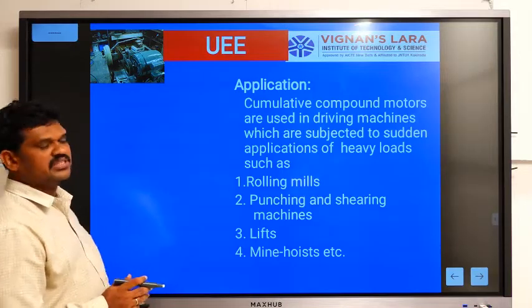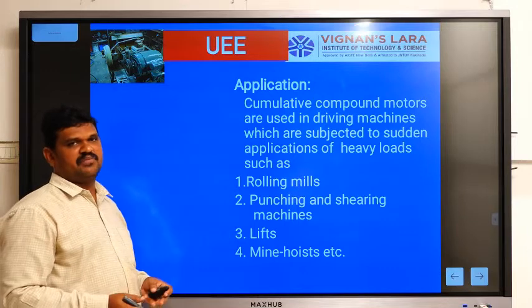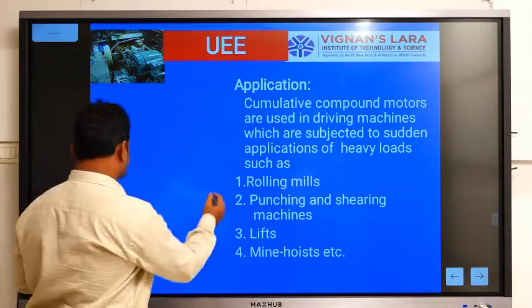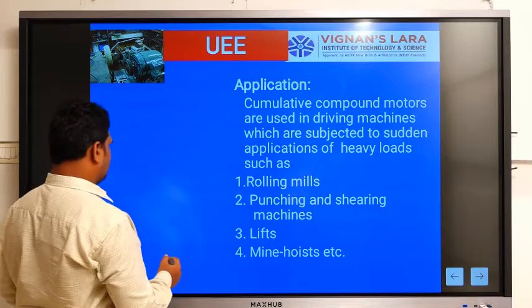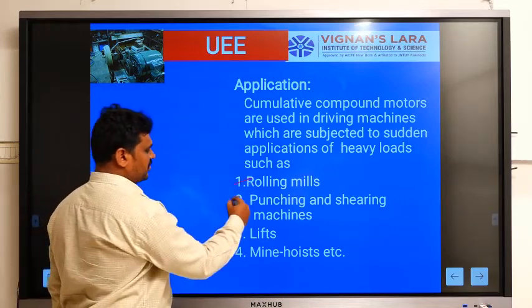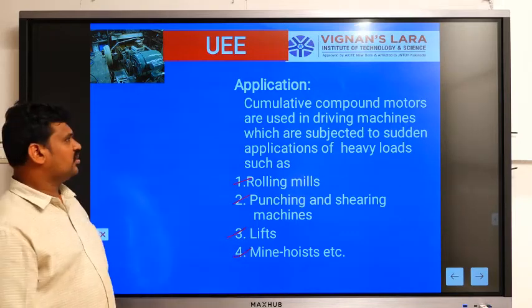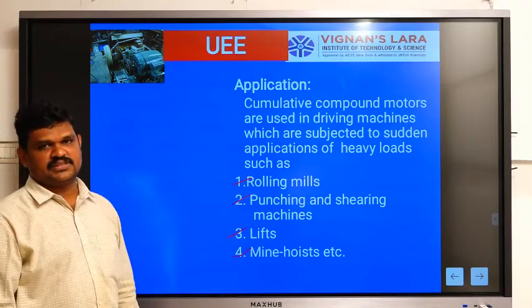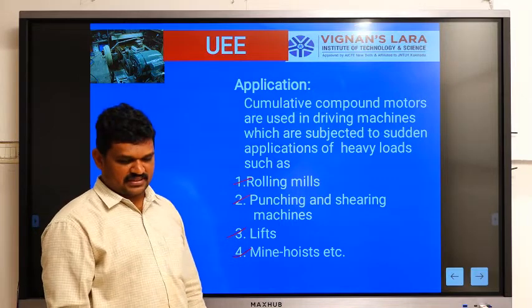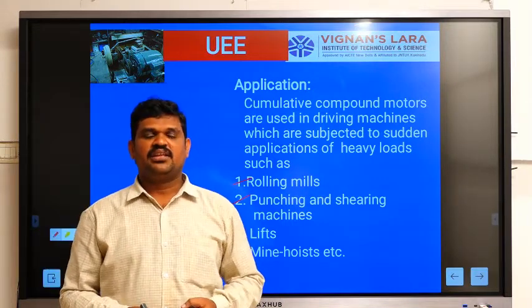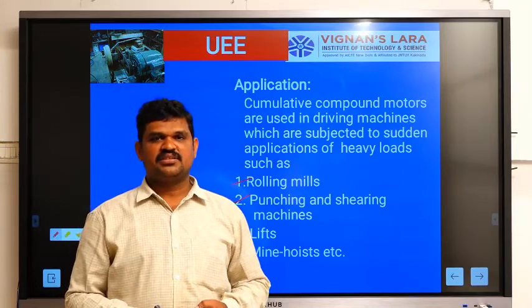Normally in these compound machines, we use the cumulative compound machine more than the differential compound. So in rolling mills, punching machines, lifts, mine hoists, we use the cumulative compound machines. So in the next class, I want to explain the AC machines. Thank you.